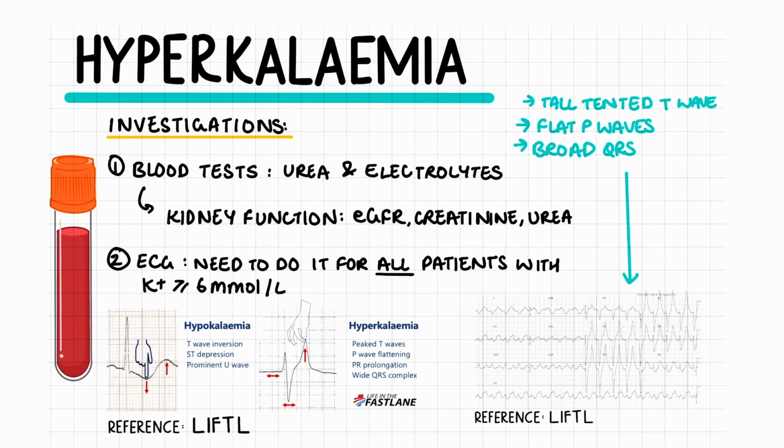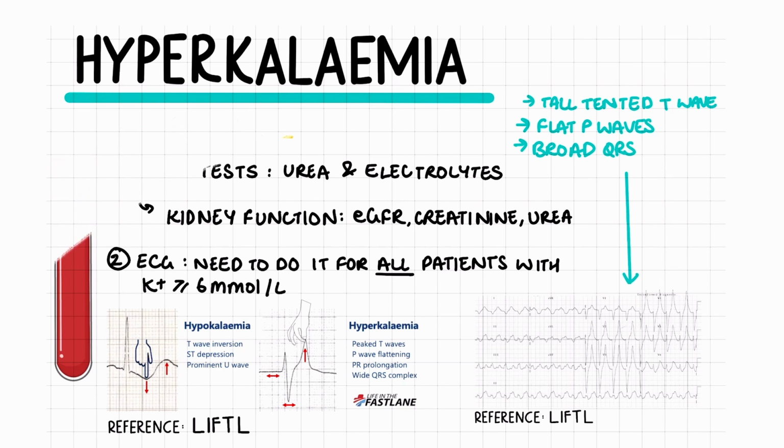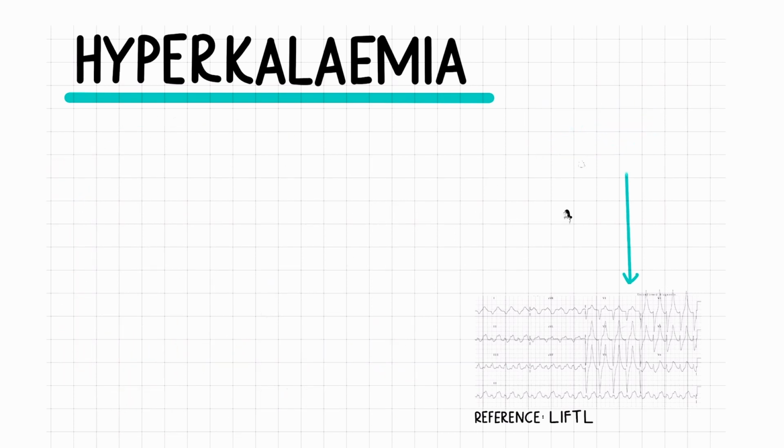And you can remember this using the push-pull effect as shown here. In hyperkalemia, the T waves are pulled up, almost pulling the rest of the ECG along, and therefore broadening the QRS and flattening the P wave.